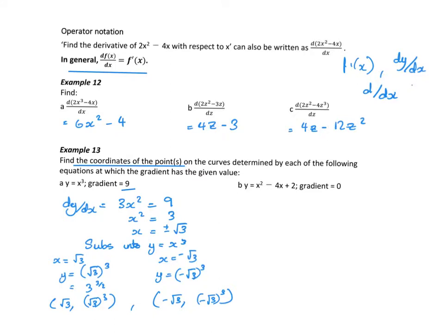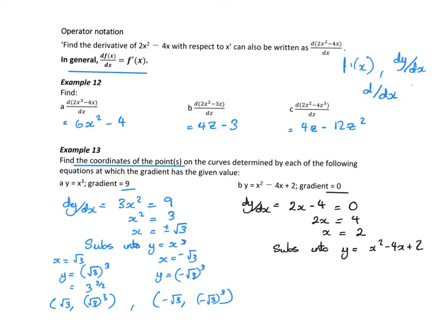Let's have a look then at B. And B is asking the same thing, but this time your gradient is equal to 0. So let's see what we can do at this one. We know the gradient of the graph, or the rule for the gradient of the graph, is 2x minus 4. We've just differentiated that. We're going to let that equal 0. Letting that equal 0, you get 2x is equal to 4 and x is equal to 2. So this time we're only going to get one solution, and I'm going to substitute that into the rule, which was y equal to x squared minus 4x plus 2.